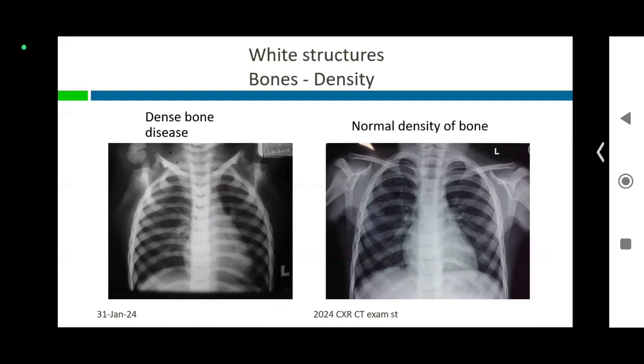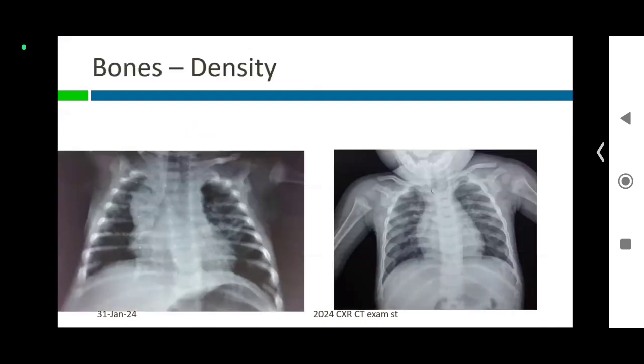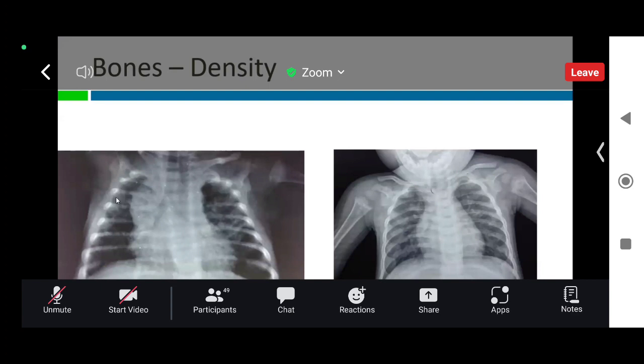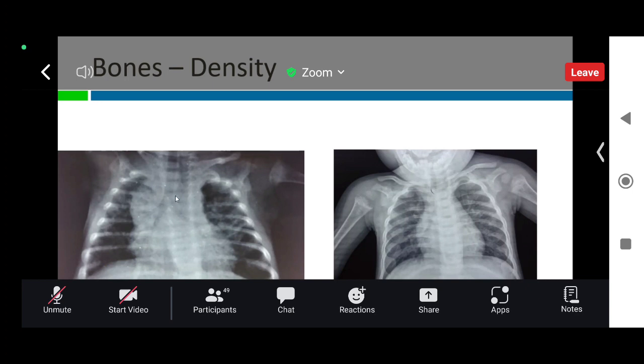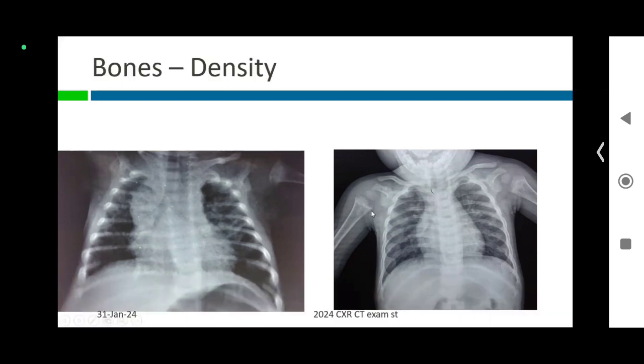Okay, I will move. And look at the density of this bone. Anyone wants to comment on the density of bone on the left side and right side? Osteopenia. Very good. Osteopenia is there. You are looking only at the angle of the ribs. You are not able to see the ribs properly. Here, the bones appear osteopenic. Anything else here on this side?